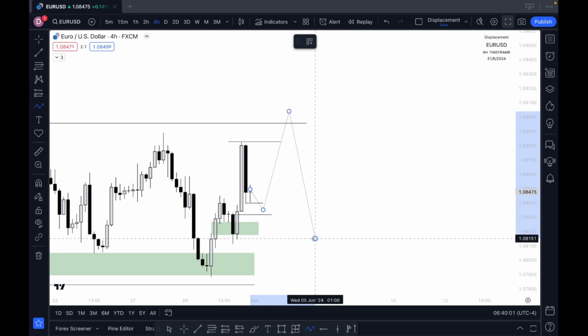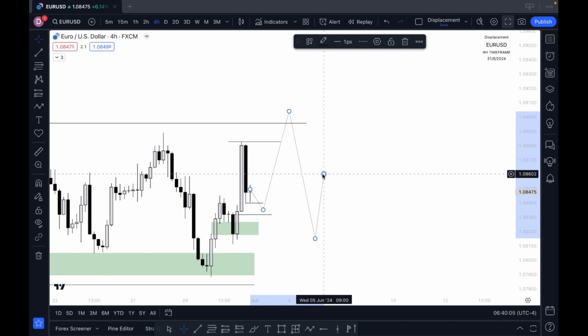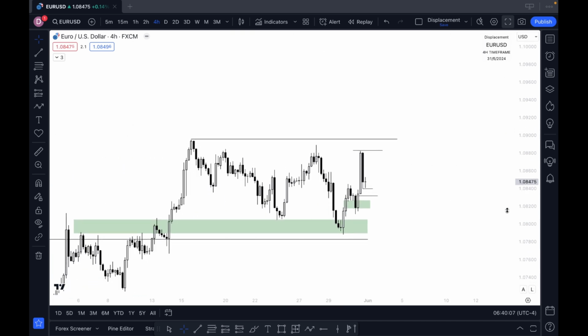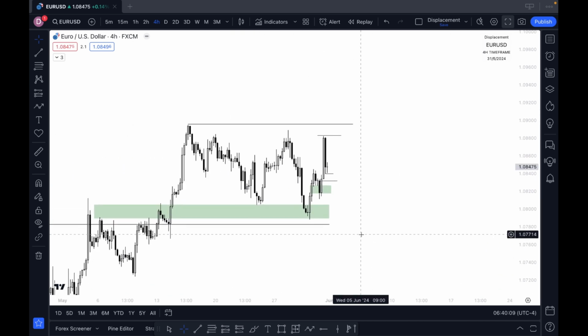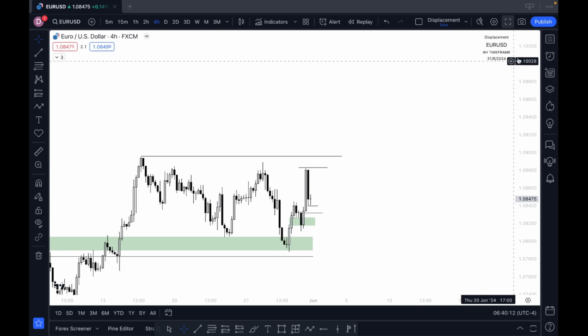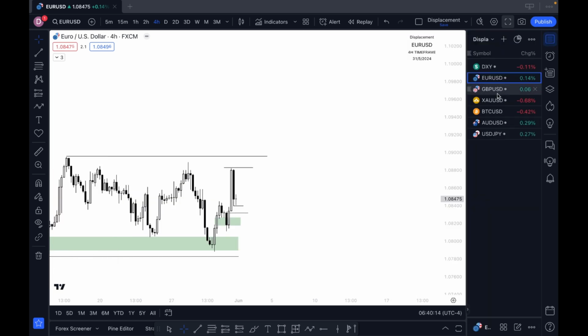And my bias will get invalidated when this order block gets invalidated. Then I can switch my bias to bearish and we can target the lower side, right? That's my bias in Euro USD. Let's come back to gold now.